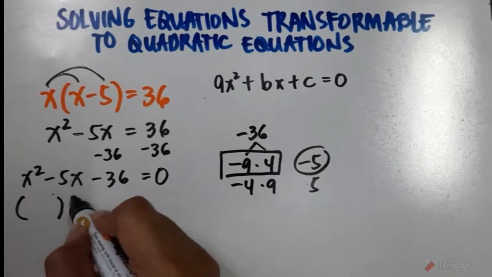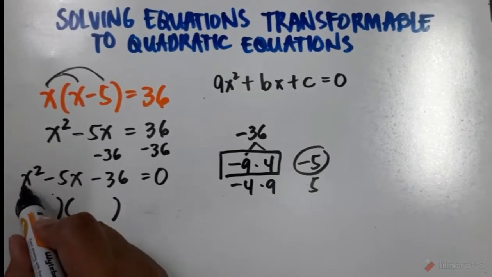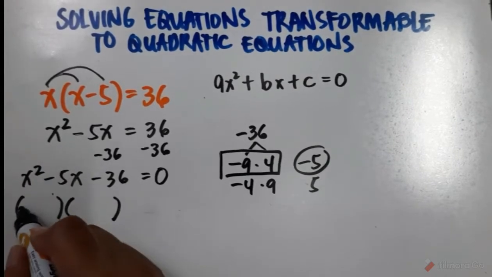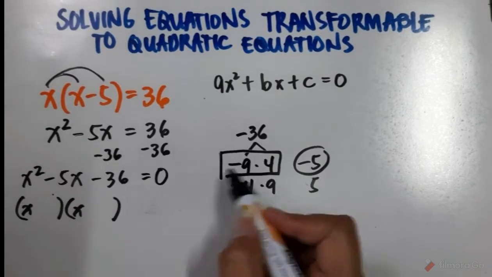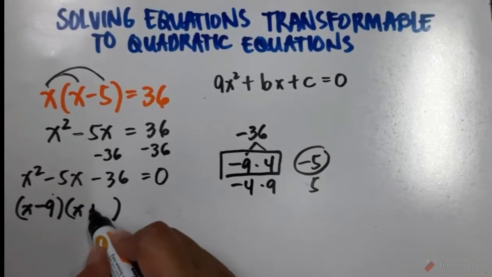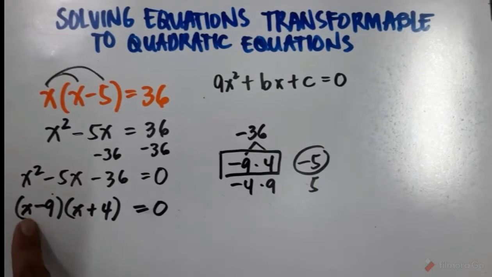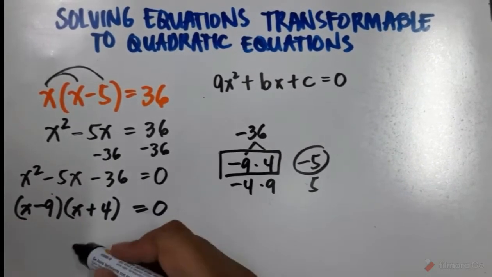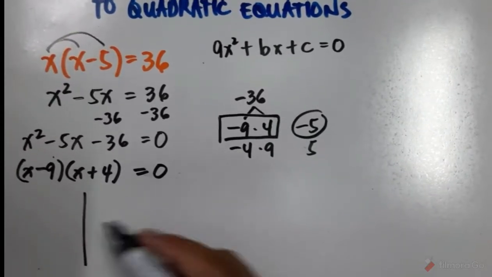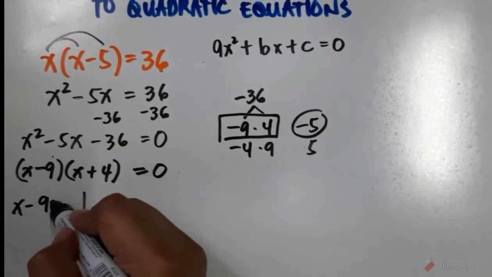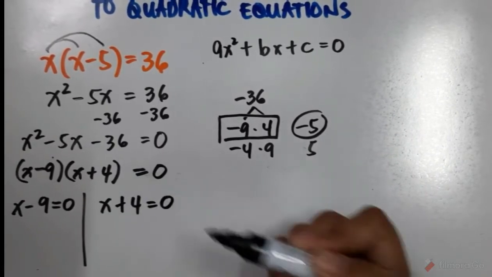So, we write this as factors of binomials. The square root of x squared is x on both factors. And we have negative 9 and positive 4 equals 0. Then we solve each linear equation equal to 0. We have x minus 9 is equal to 0 and x plus 4 is equal to 0.